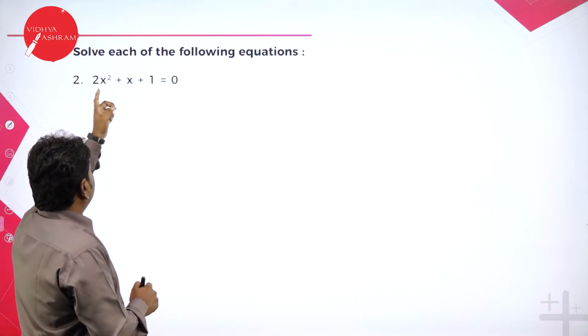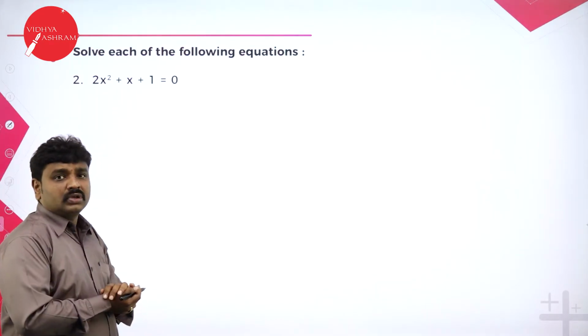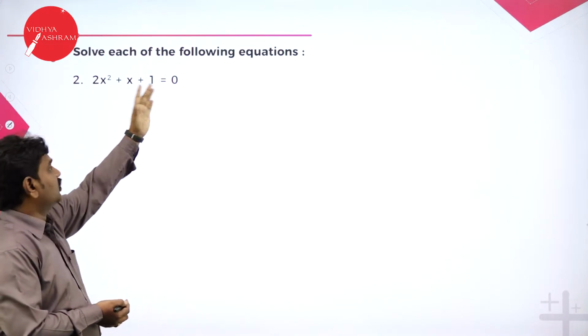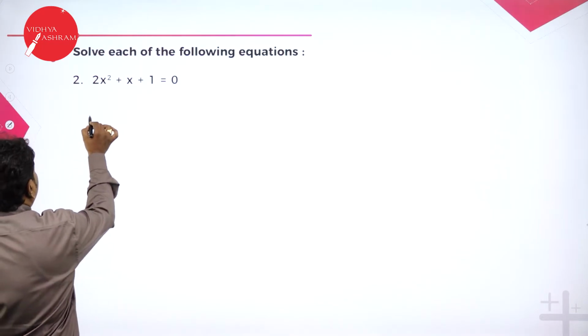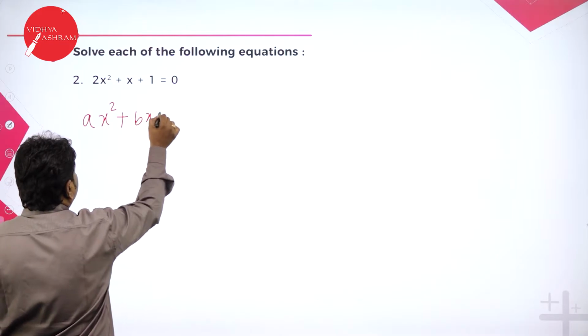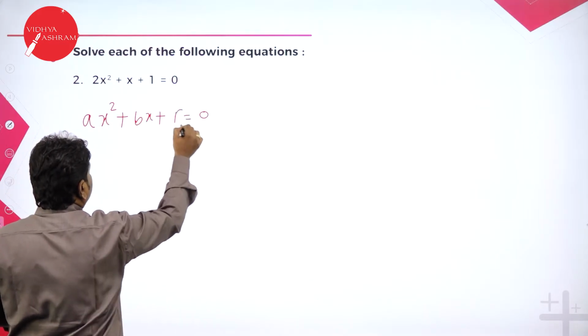Next, 2x square plus x plus 1 equal to 0. So use the formula method, because the only factors of 1 are 1 into 1, that's it. So we cannot do middle term factorization. So now it is in the form ax square plus bx plus c.